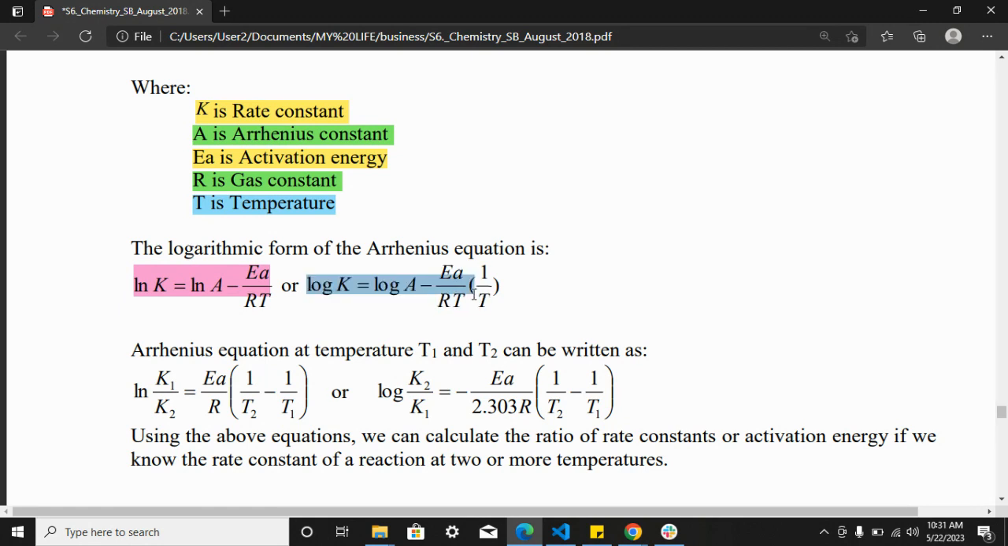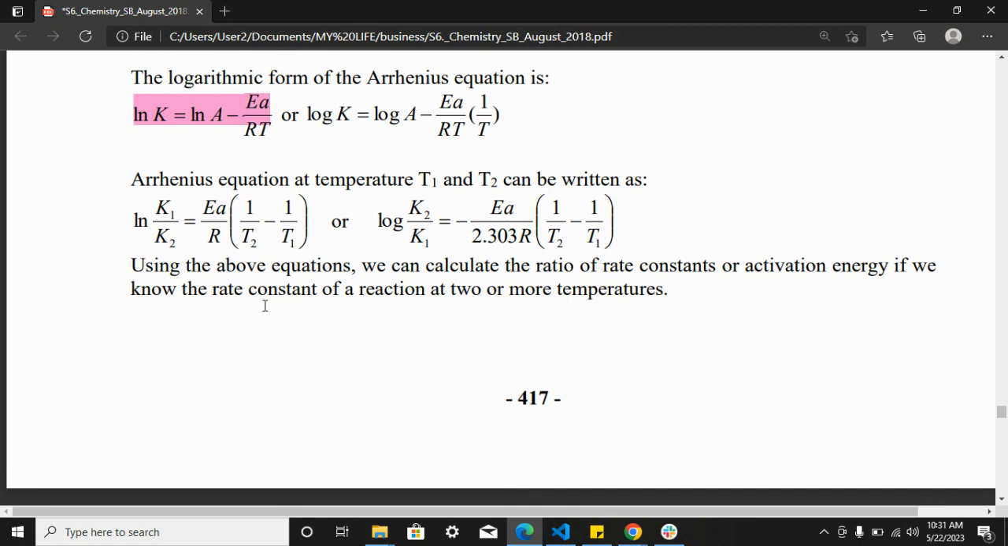You could use log instead and get the quantity too, but I don't advise using log because it may challenge you somehow. So taking this one is enough: ln k equals ln A minus activation energy over RT.